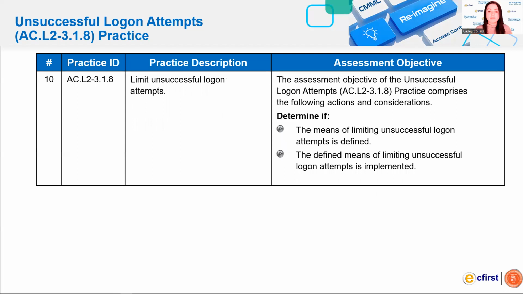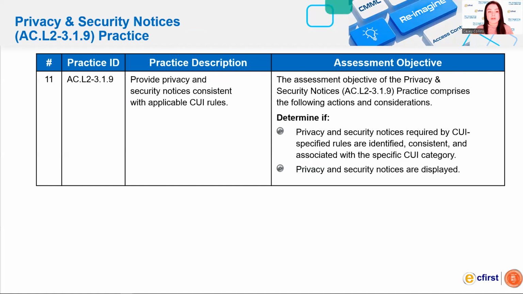Unsuccessful logon attempts. We want to limit unsuccessful logon attempts. The means of limiting unsuccessful logon attempts is defined, and the defined means of limiting unsuccessful logon attempts is implemented. Because obviously, trying to log into one system too many times is a red flag.